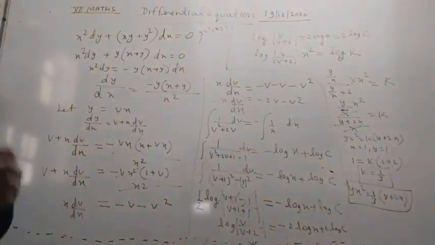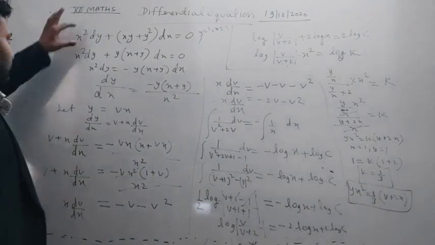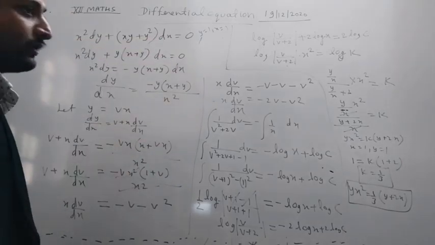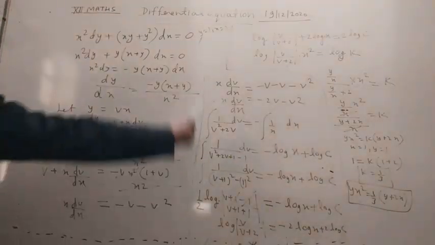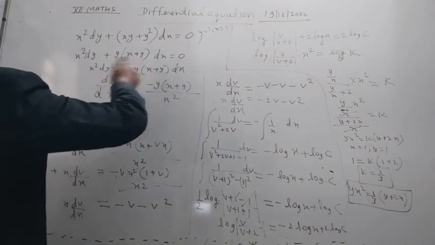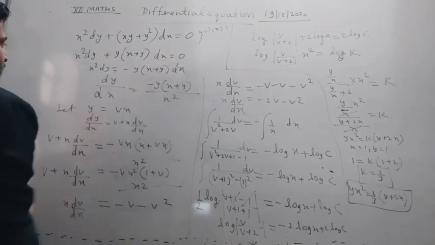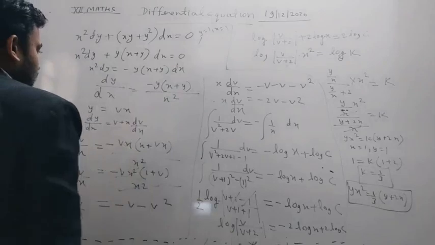I hope you understand, students. Let's see once again. This is a very important question based on the homogeneous method of differential equation. Let's see. This is the question: x² dy plus (xy + y²) dx is equal to 0, when y is 1 and x is equal to 1. So x² dy plus y, taking common, (x + y) dx is 0. Now x² dy is minus y (x + y) dx. Now dy by dx is minus y (x + y) by x².